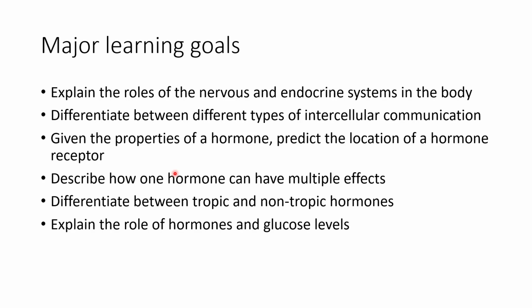So I'd like you to know the roles of, in this case, the endocrine system. We'll get to the nervous system at another time. I'd like you to know the different types of intercellular communication. Given the properties of a hormone, you should be able to tell me where the receptor is located. You should be able to tell me how one hormone can have multiple effects. You should know the difference between tropic and non-tropic hormones, and explain the role of hormones in glucose levels, and also the functions of several other hormones that you have been introduced to in class.